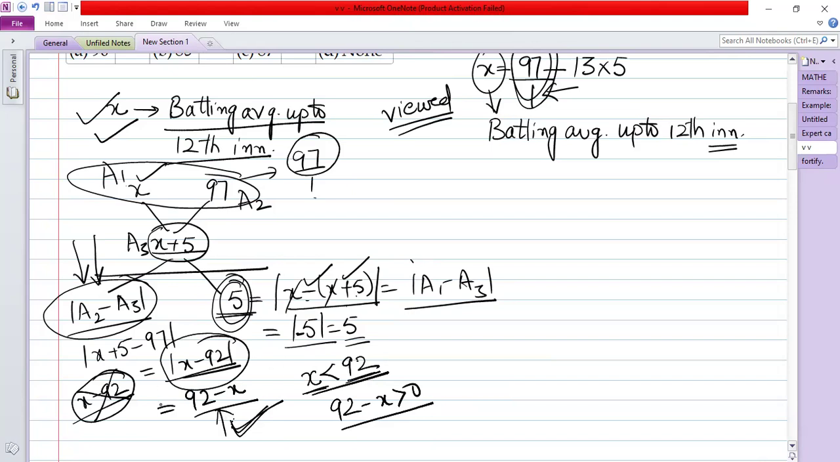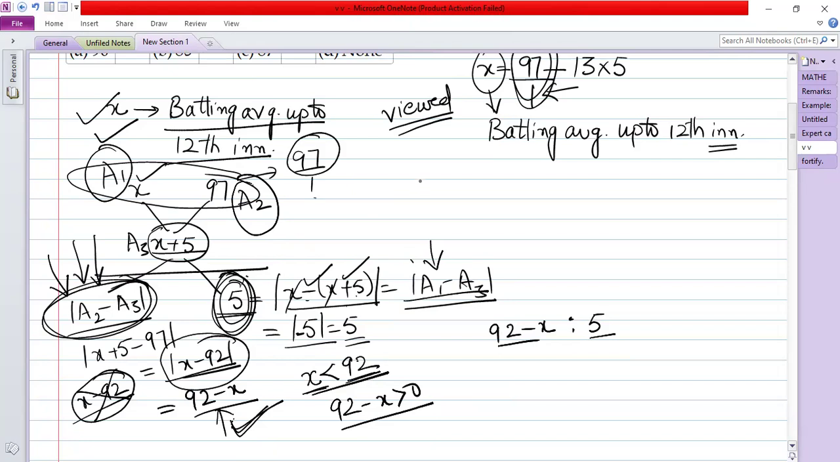Now what we have is this 92 minus x, which is nothing but a2 minus a3. And we have this 5, which is a1 minus a3. So this 92 minus x and 5 is basically the ratio. Ratio between what? The ratio between the number of innings. I mentioned that when we do this, a2 minus a3 and a1 minus a3 is the ratio of the denominators which are associated with a2 and a1.